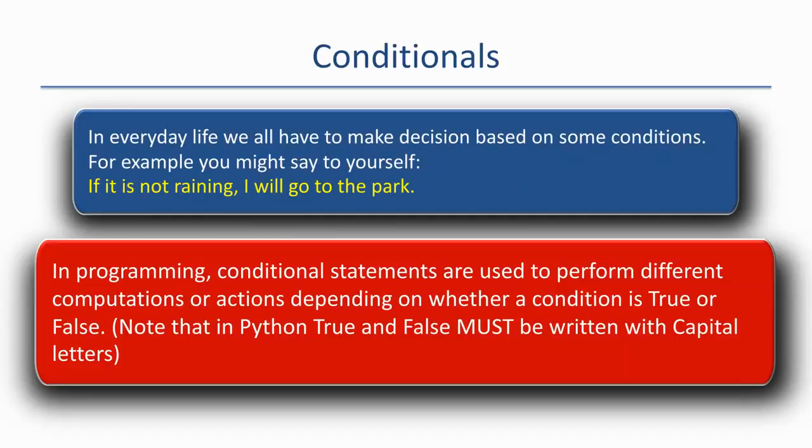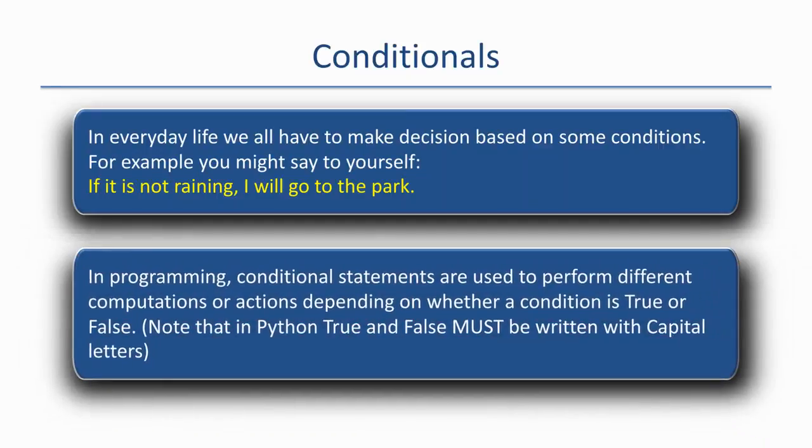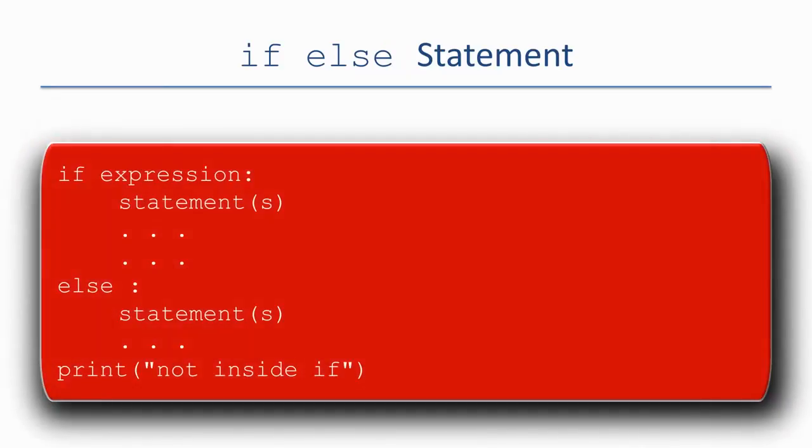In computer programming, conditional statements are used to perform different computations or actions depending on whether a condition is true or false. Again, notice that the true and false in Python are written with capital letters. This is the generic format of an if statement in Python. You start it with the keyword if, and then you add an expression which comes to either true or false, and then you add some statements below it, and you put a keyword else after it, and you add some statements.